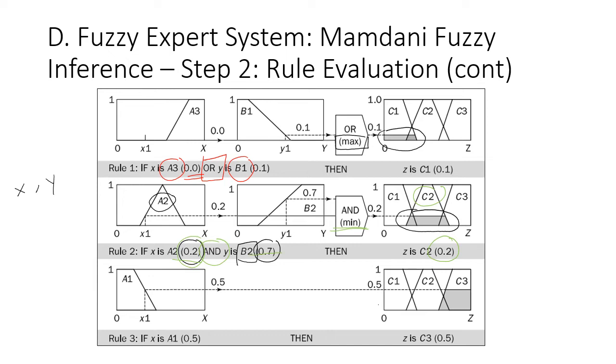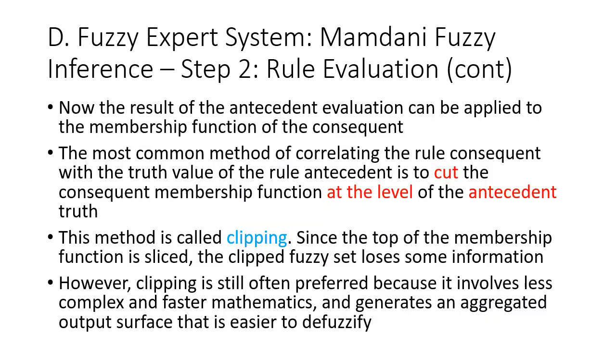And finally, for rule 3 evaluation, it says that if x is A1, then z is C3. X has the value of 0.5, the membership degree of fuzzy set A1, which is inadequate, and we can directly map it into C3, which is high risk. So this area over here is the result of evaluation of rule 3.